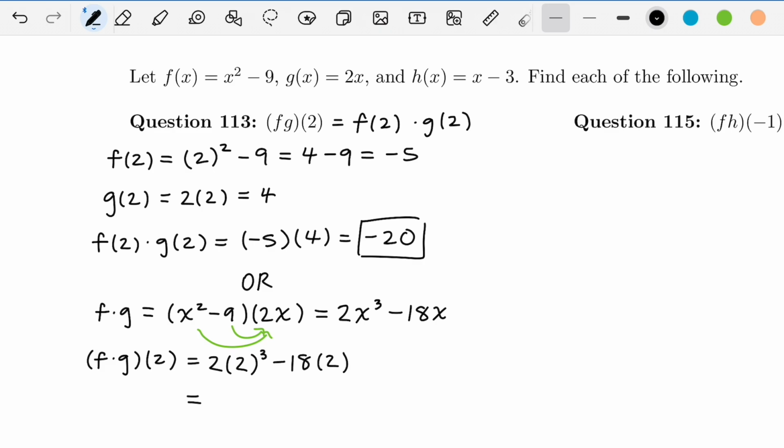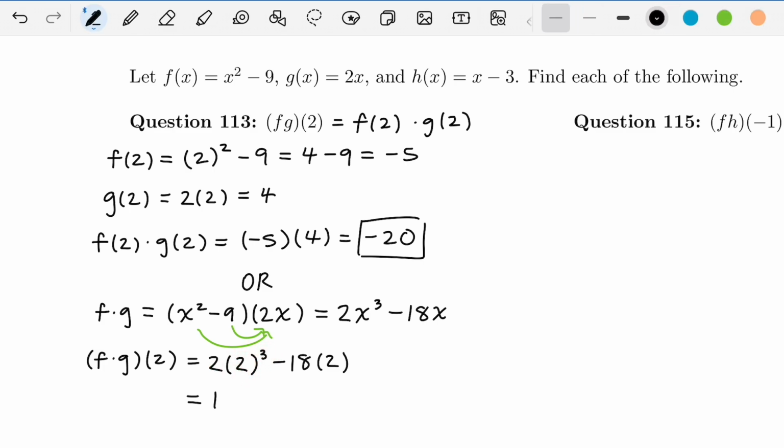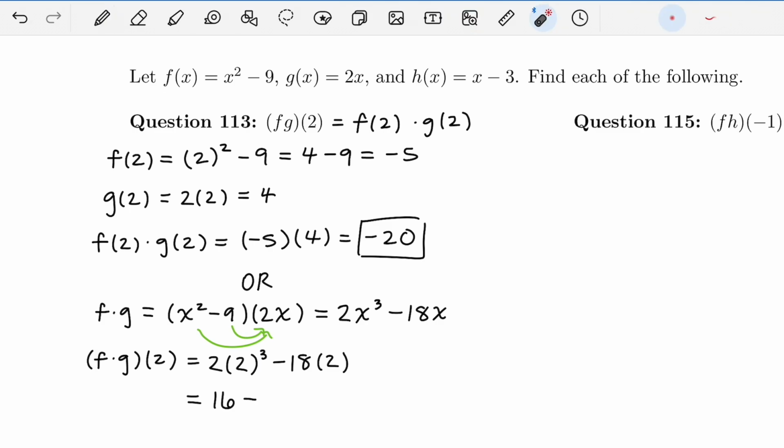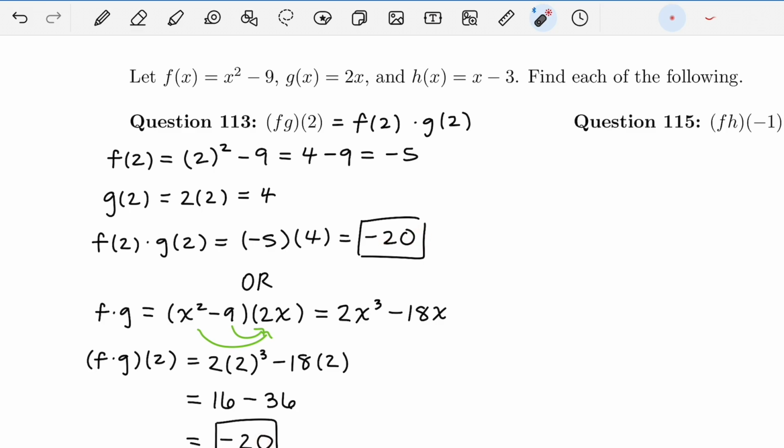Doing so, we're going to get 2 times 2 cubed. 2 cubed is 8, so multiplying that by 2, this will give us 16. And then 18 times 2 will give us 36. So 16 minus 36 gives us minus 20, and we end up with the same answer that we got in the first place here. So you can use either method. This one is a little bit easier, but whichever one you are more comfortable with using.